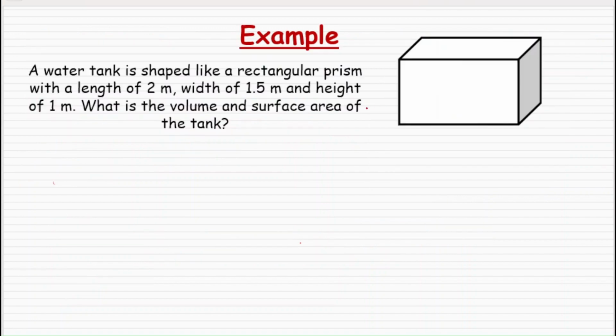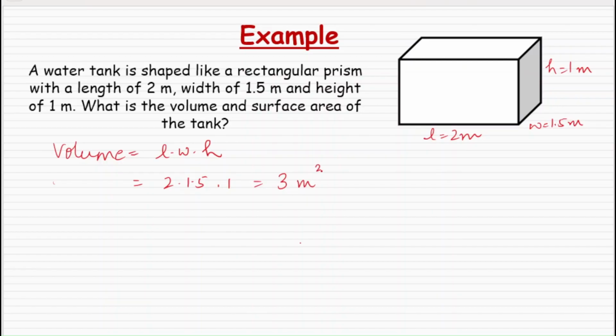Okay, let's do one question, a real life example in which we have to calculate both the volume and the surface area of the rectangular prism. So suppose this is a water tank. It is shaped like a rectangular prism. The length is 2 meter. The width is 1.5 meter and the height is 1 meter. The picture is not to scale. So what will be the volume and surface area of this tank? Let's start with the volume. Volume formula is length times width times height. So 2 times 1.5 times 1. So the answer is 3 cubic meters.